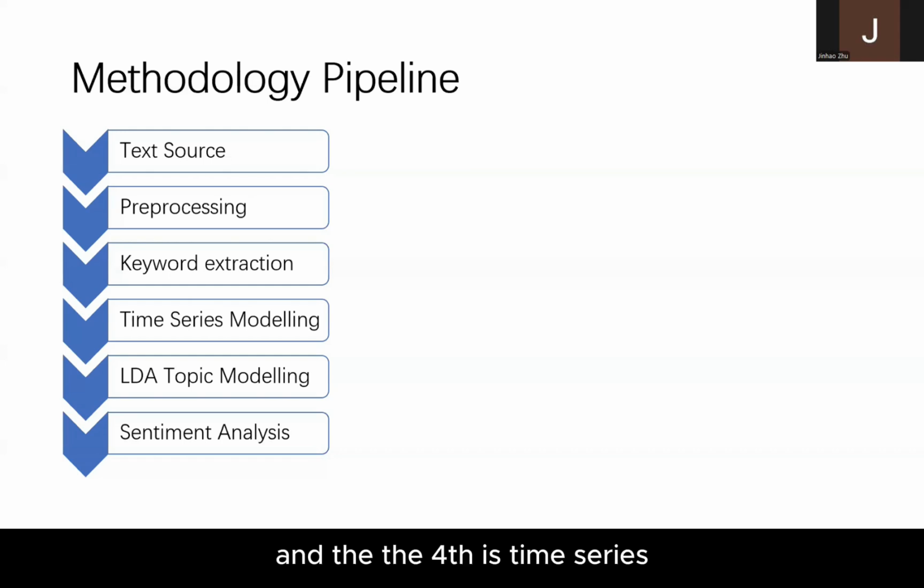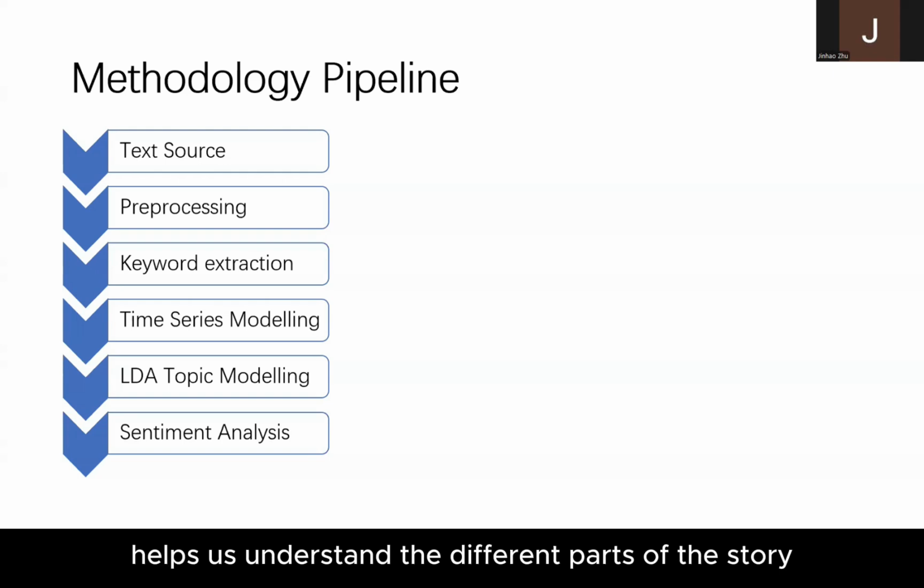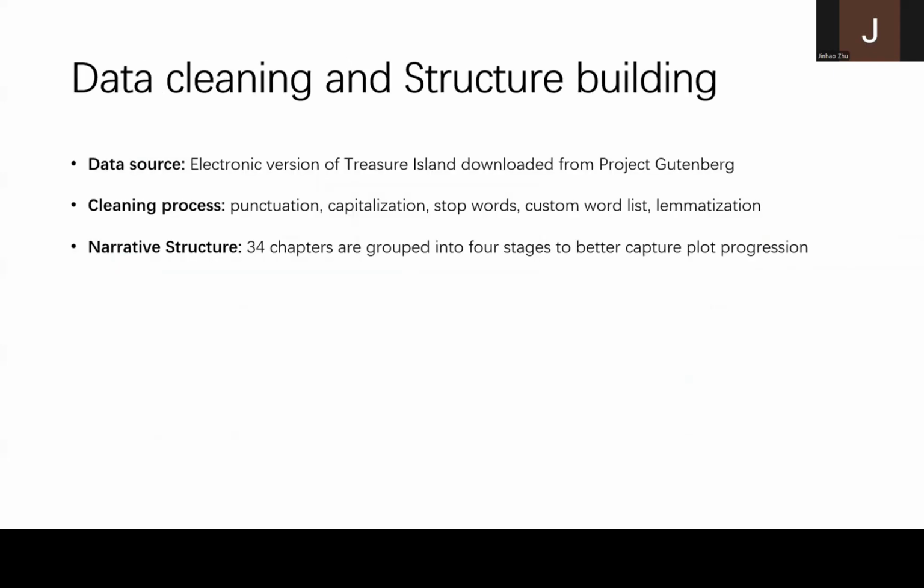And the fourth is time series, to check how the keyword use goes up or down by chapter. And the fifth is topic modeling, which groups the words into main topics using the LDA model. And the last one is the sentiment analysis, and we will see how the emotions change using SenticNet. And each step helps us understand a different part of the story.